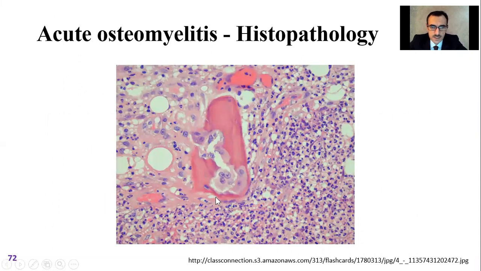Here we see the histopathology of acute osteomyelitis. So abundant neutrophil infiltration is seen here.